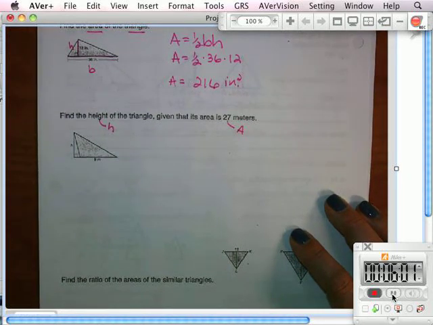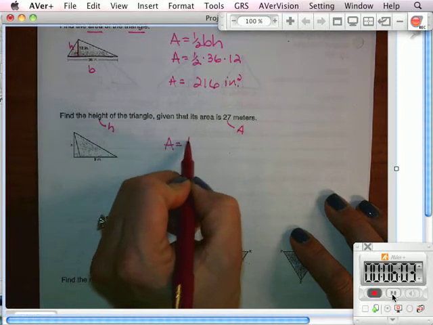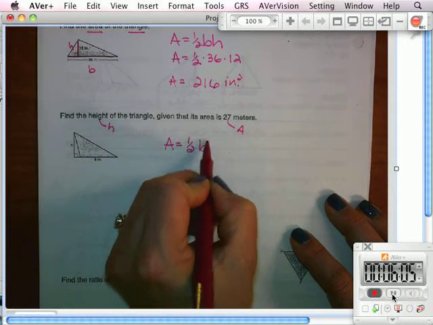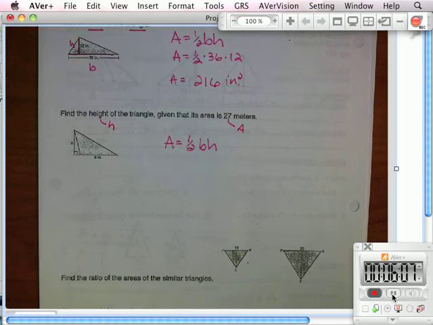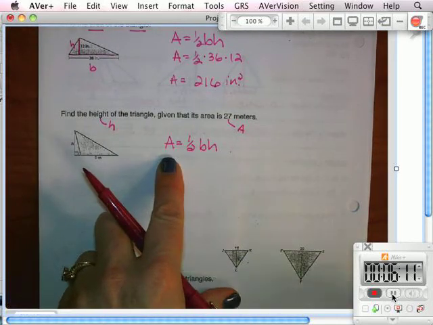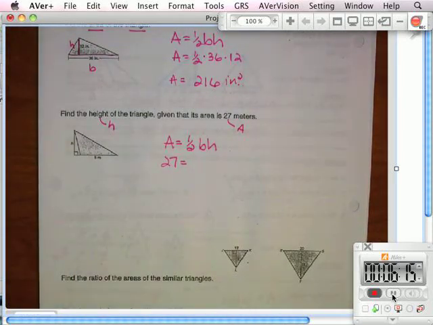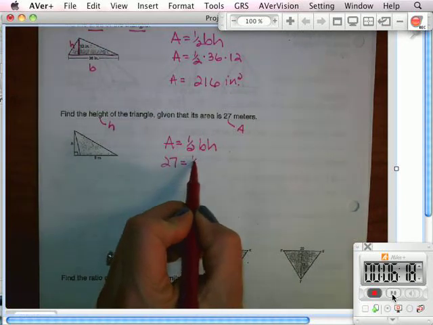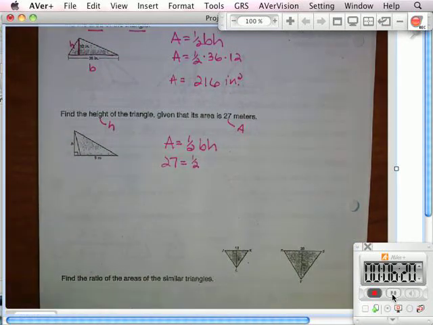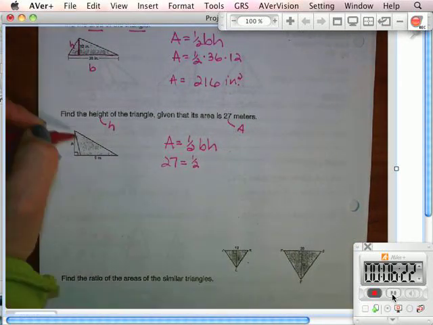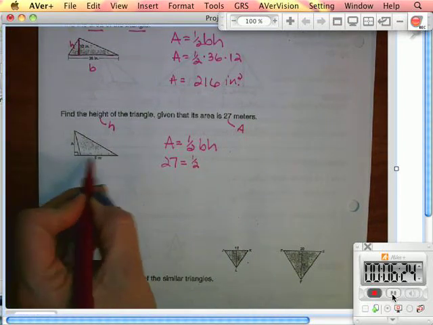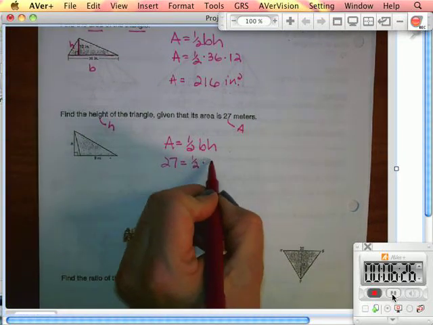So I'm going to write down my formula because I'm working with the area of a triangle. Always write down the formula and plug in what you know. What's the area? 27. So I'm going to replace A with 27. Keep the 1/2. I'm going to look at my picture. Here's the height. Here's the base. What is the base? 9. Times 9.